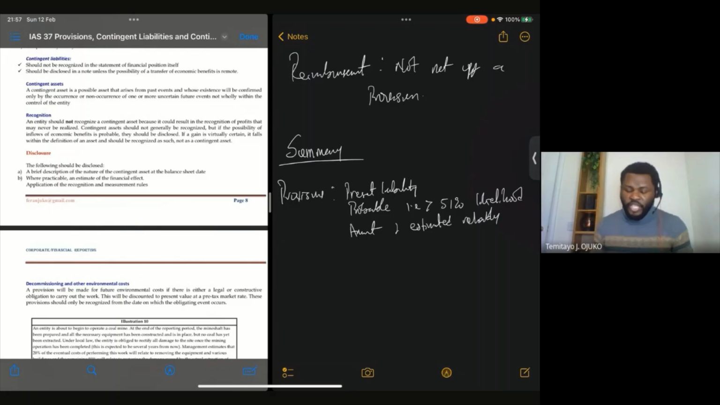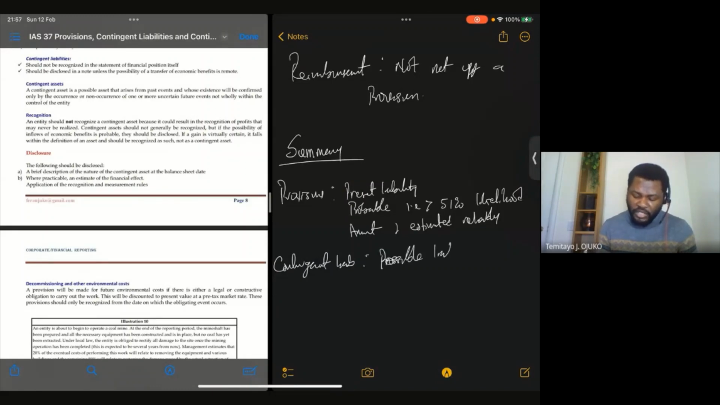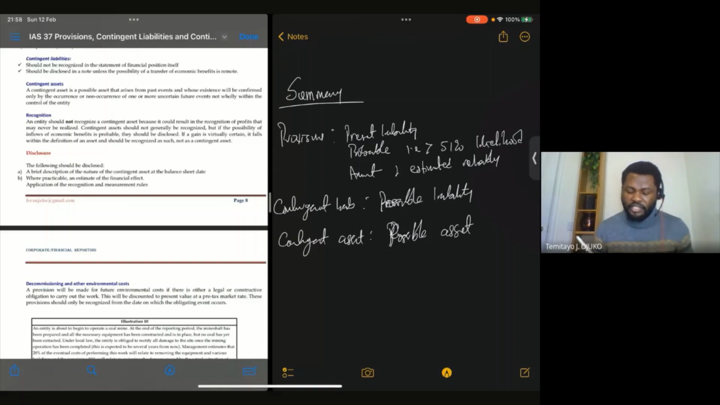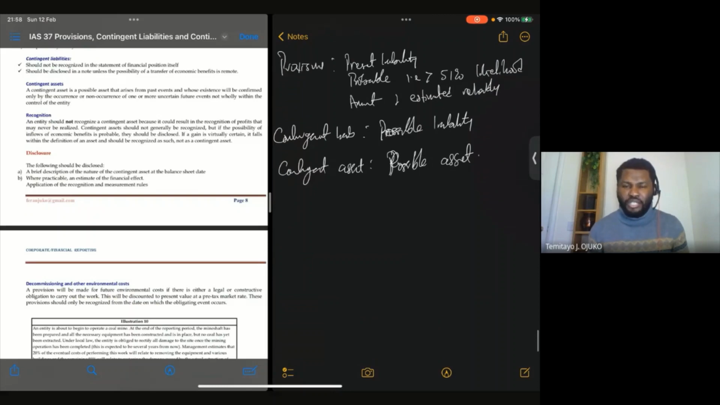Now, for a contingent liability, it is just a possible liability. You're saying that, yes, there's a present obligation, but the liability is just possible. Then a contingent asset, you're saying a possible asset. So, in summary, this is what IAS 37 is all about.